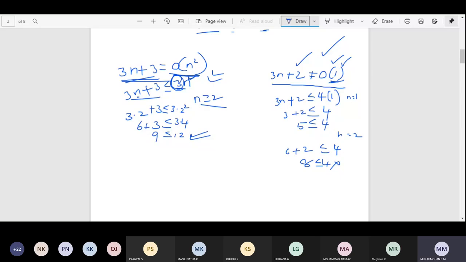Kindly respond, please. One more example I will give. You just try whether you can prove this one: 10n square plus 4n plus 2 is equal to big O of n. Can we prove this one? Is it possible?